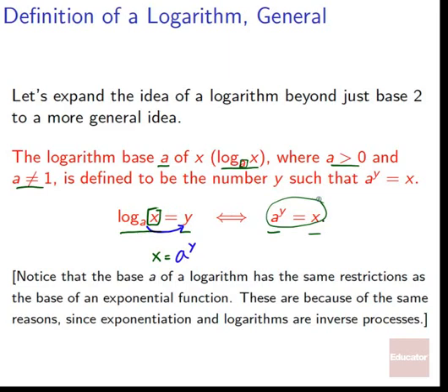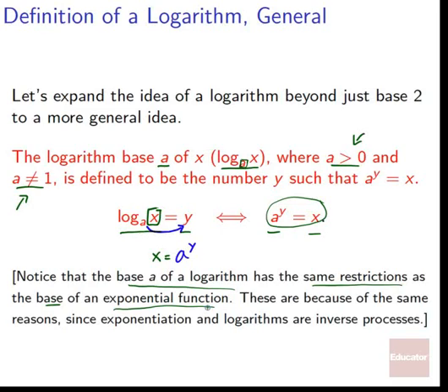Now, notice we've got these restrictions on what our base can be. We know that the base has to be greater than 0 and the base is not equal to 1. The base a of a logarithm has the same restrictions as the base of an exponential function. This is because exponential functions, exponentiation, and logarithms, they're inverse processes. They do the opposite thing.